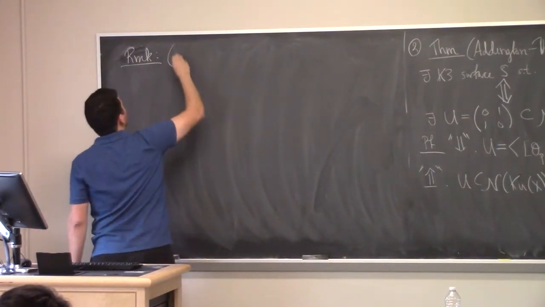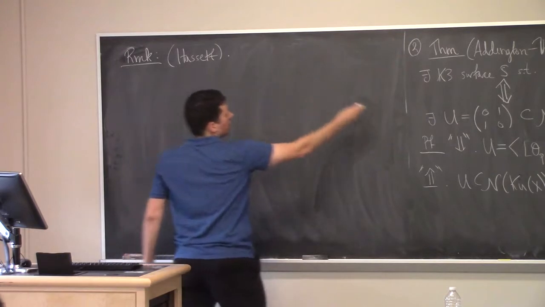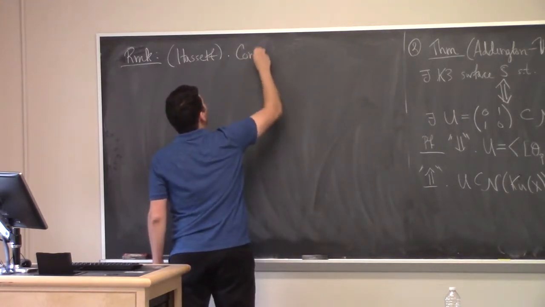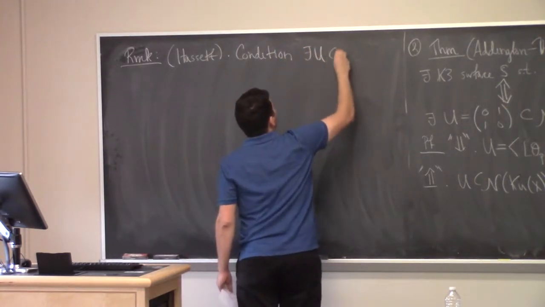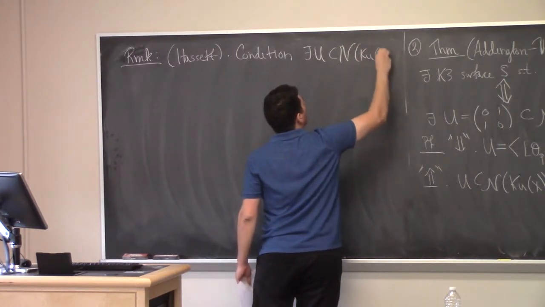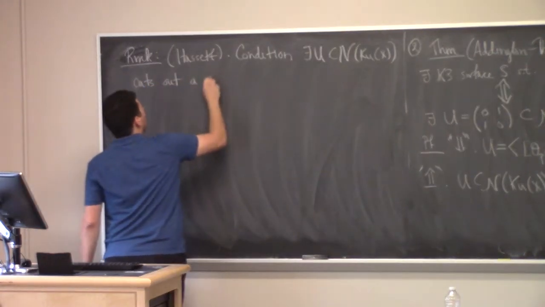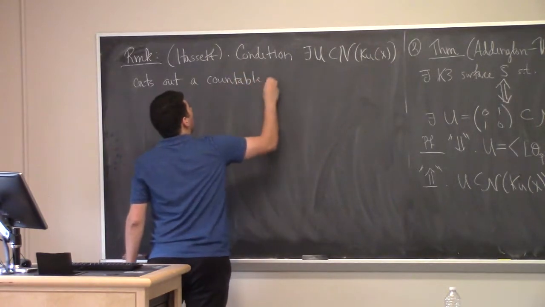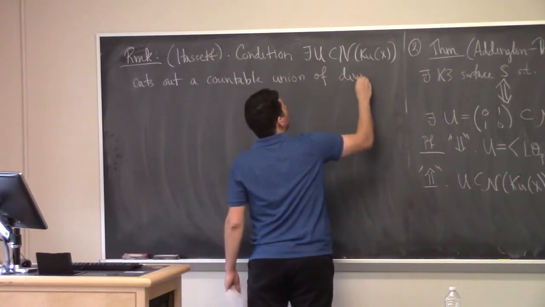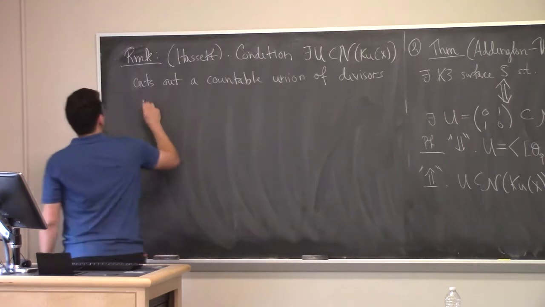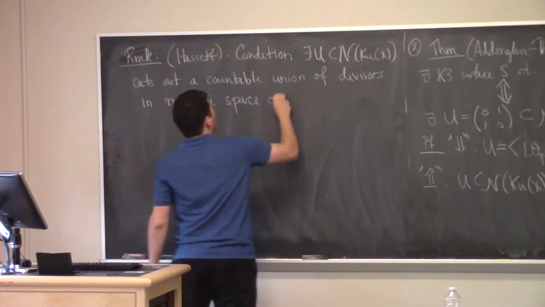So the remark, which is due to Hassett or follows from work of Hassett, is that this condition appearing in the theorem, that there exists a U in the numerical Grothendieck group of A2 of X, cuts out a countable union, and even dense, it's a countable union of divisors in the moduli space of cubic fourfolds.